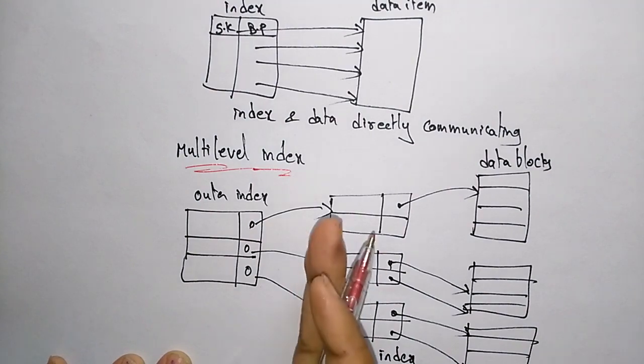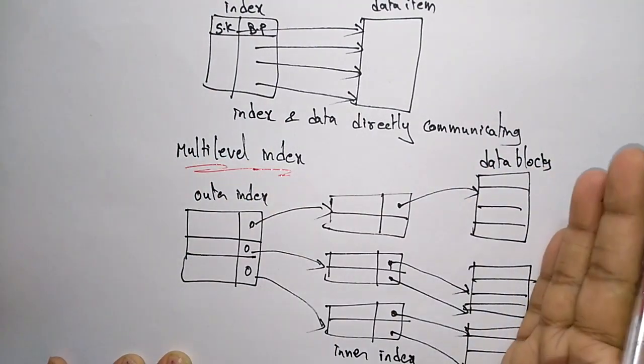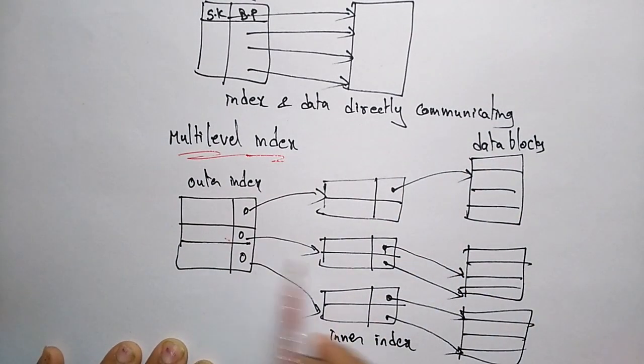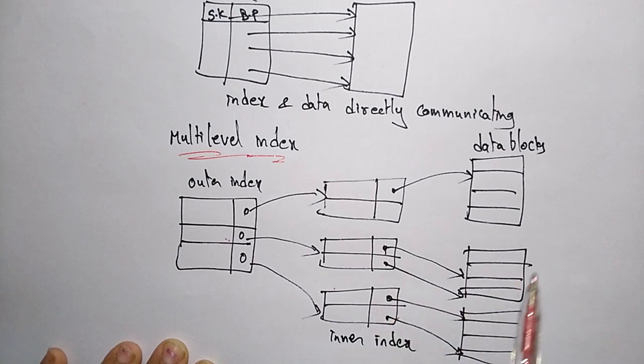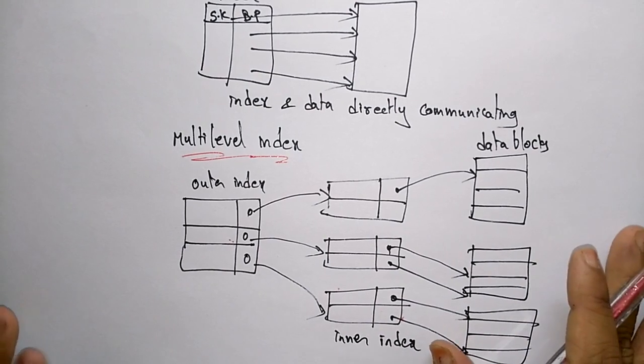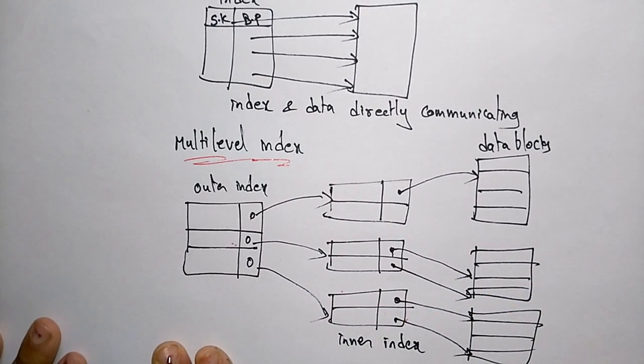So here the index communicates to data blocks with the help of another inner index. The outer index is used to select the data in the inner index, and in the inner index we search for the particular data items in the data block. Okay, so why are we using this multi-level index? If you use a single index and there is a large size of index, that single index cannot be handled. So for that case we go for multiple disk access.